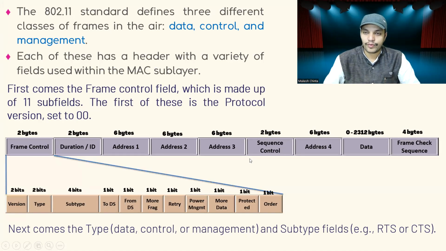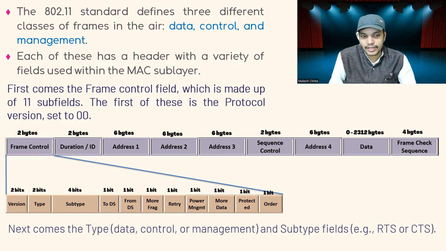The 802.11 standard actually defines three types of frames. The first type is a data frame, the second one is the control frame, and the third variant is the management frame. Each one of these has a header with a variety of fields used within the MAC sublayer. Now let us look at the frame format itself.